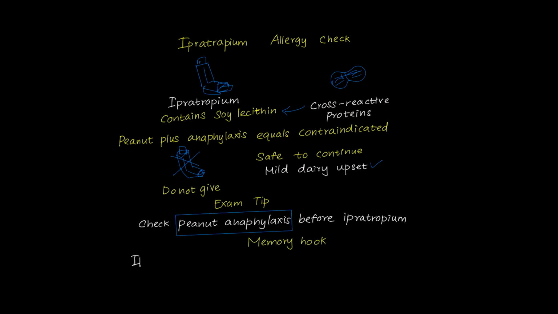Here's a D444 OA exam tip for you. Ipratropium equals check for peanut anaphylaxis. Memory hook. Ipratropium plus peanut equals problem.